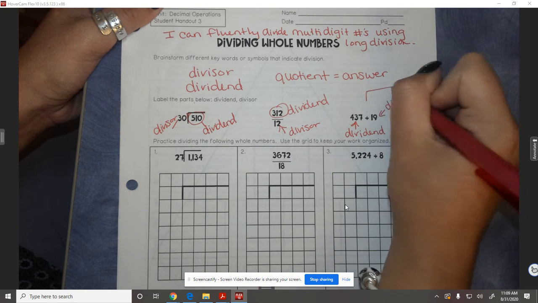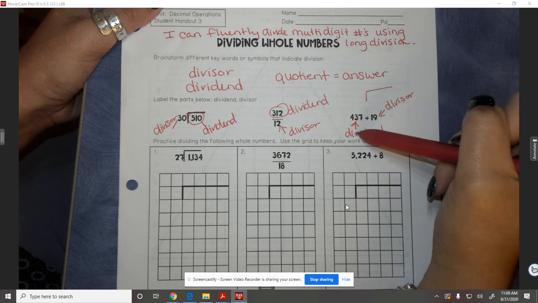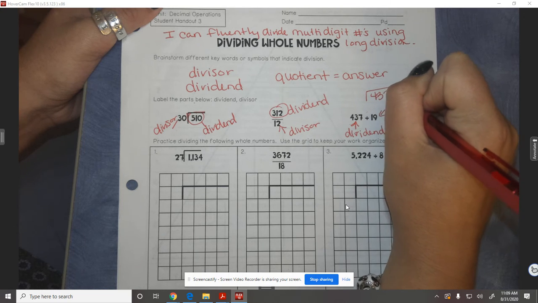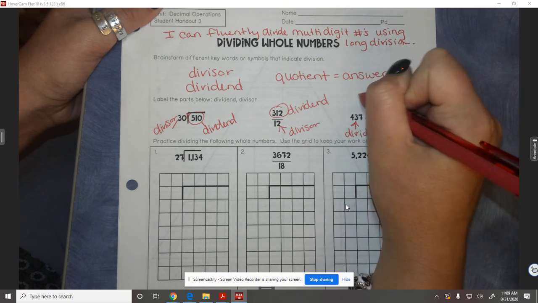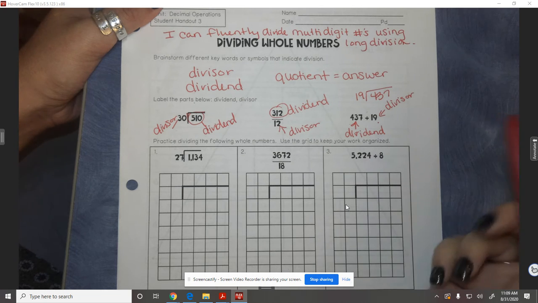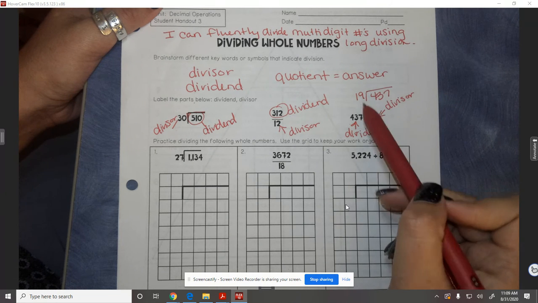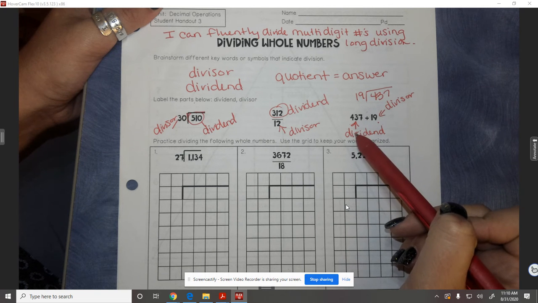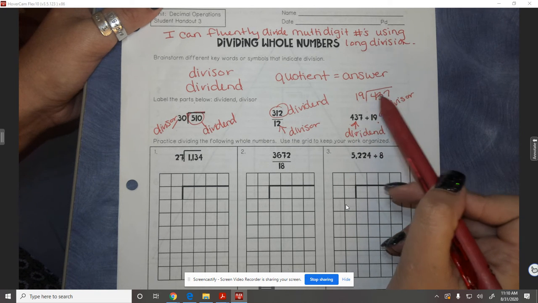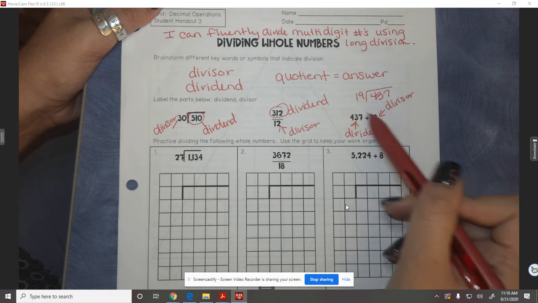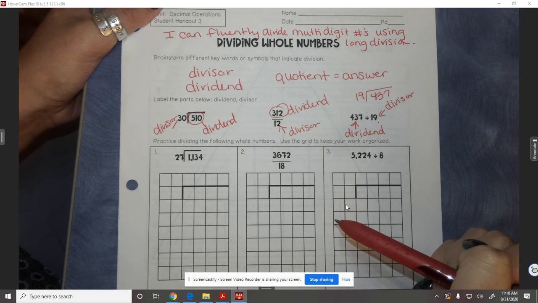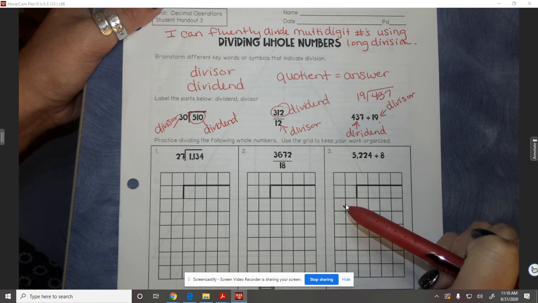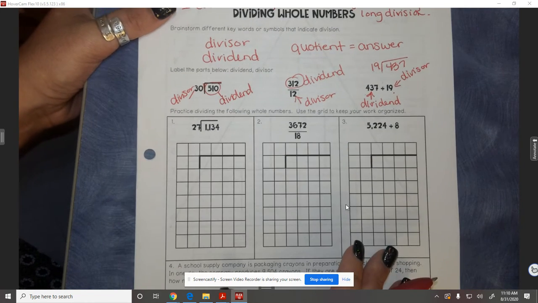So next question, we need to figure out how to go from this format right here to the house format, the standard algorithm format. If I have my house, the dividend is what goes inside the house. The first number goes inside the house, so 437, and then our divisor goes outside the house, so 19. You would not read this as 19 divided by 437. That's not right. The way we read this is 437 divided by 19, because that's how you read it in this form right here. Now that we know what the dividend and the divisor is, as well as the quotient, we're going to move into some practice.